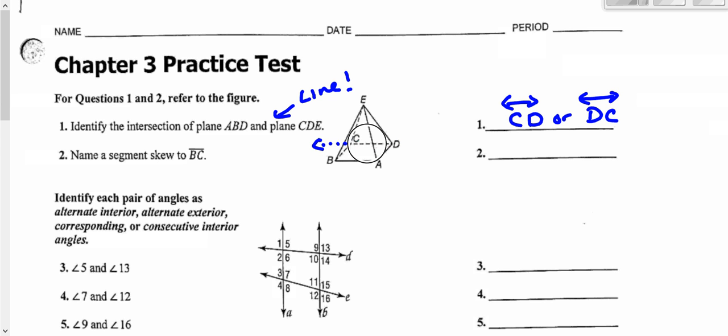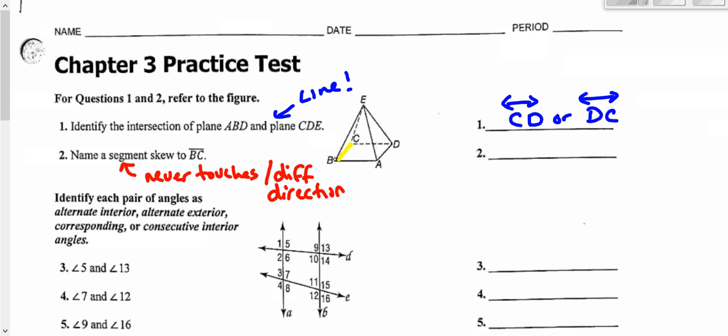Here it says name a segment skew to BC. Okay, so skew, remember, means never touches, and it goes in different directions. So it tells us segment BC. So let's go ahead and highlight that right here. So now, if you notice, for instance, CD intersects BC, so that's not going to work. EC also does the same thing, it touches.